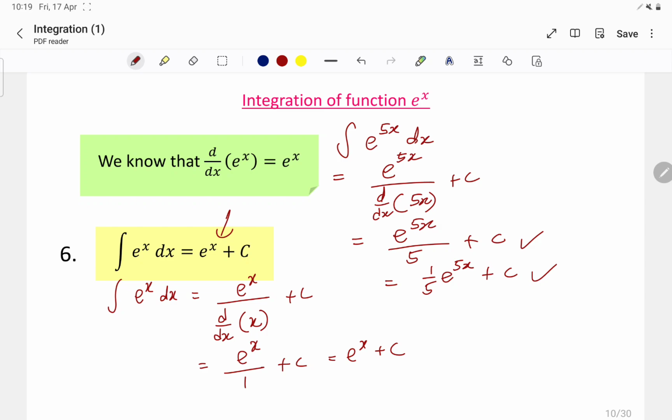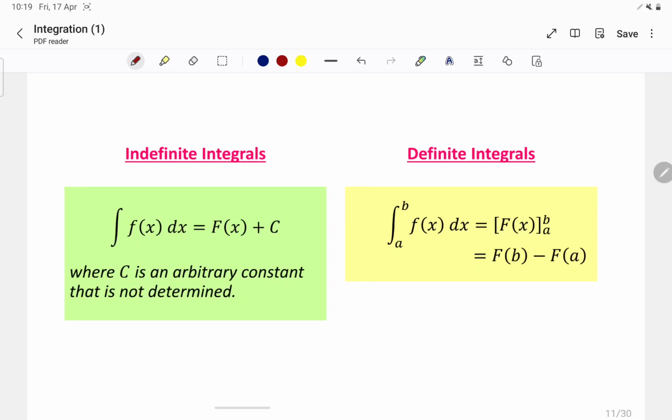Okay, now we'll proceed to the definite integral. The one that we did previously is actually indefinite integral, where we don't have an interval or upper limit. So when we do indefinite integral, we just want to know the general. For definite integral, you actually have upper limit and lower limit. What you want to know is the value of integration when it starts at x equal to, let's say, a until b.